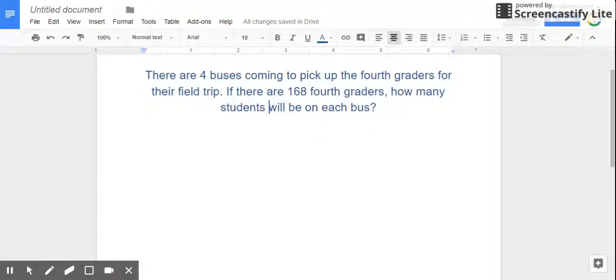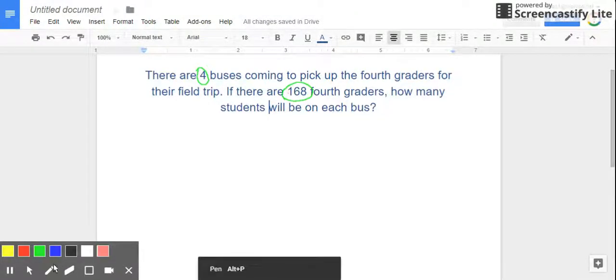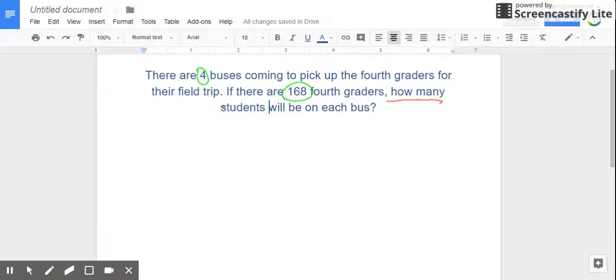One more time. There are 4 buses, I'm going to circle these important numbers, 4 buses coming to pick up the 4th graders for their field trip. If there are 168 4th graders, how many students will be on each bus? Let's underline the question. How many students will be on each bus? This is the heart of the problem.